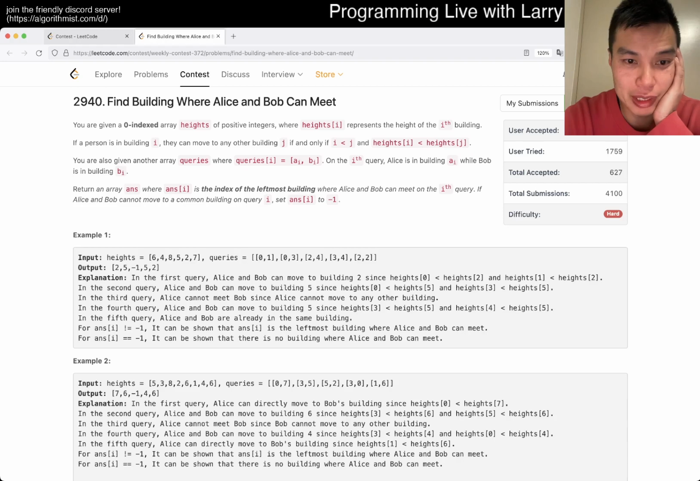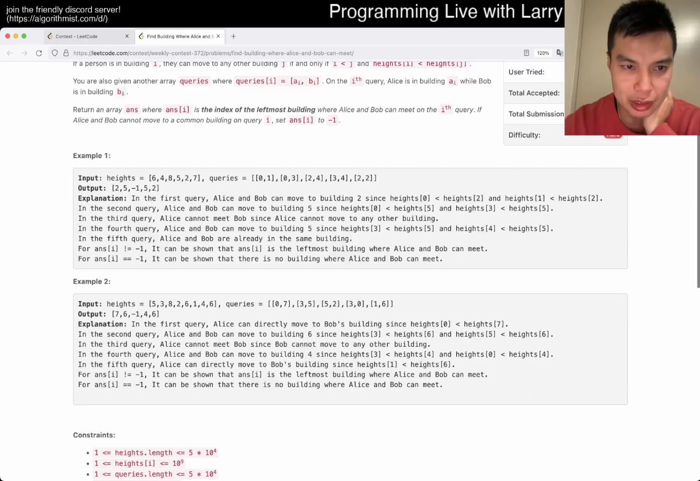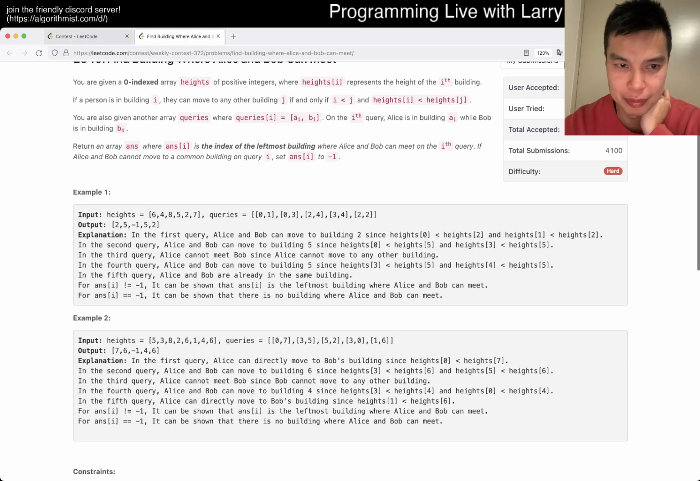All right, heights of positive integers, heights of I, and move to any other building J if and only if I is J. Okay, so basically they can move from left to right to a higher building, I guess. Okay, you're given another query, 0 and 1 is the index. Return array answer. Answer is the left common building. Okay, let's see. Kind of get the idea, but okay, from 0 and 1, so they're both here. They can both just move to 2, right? Okay.